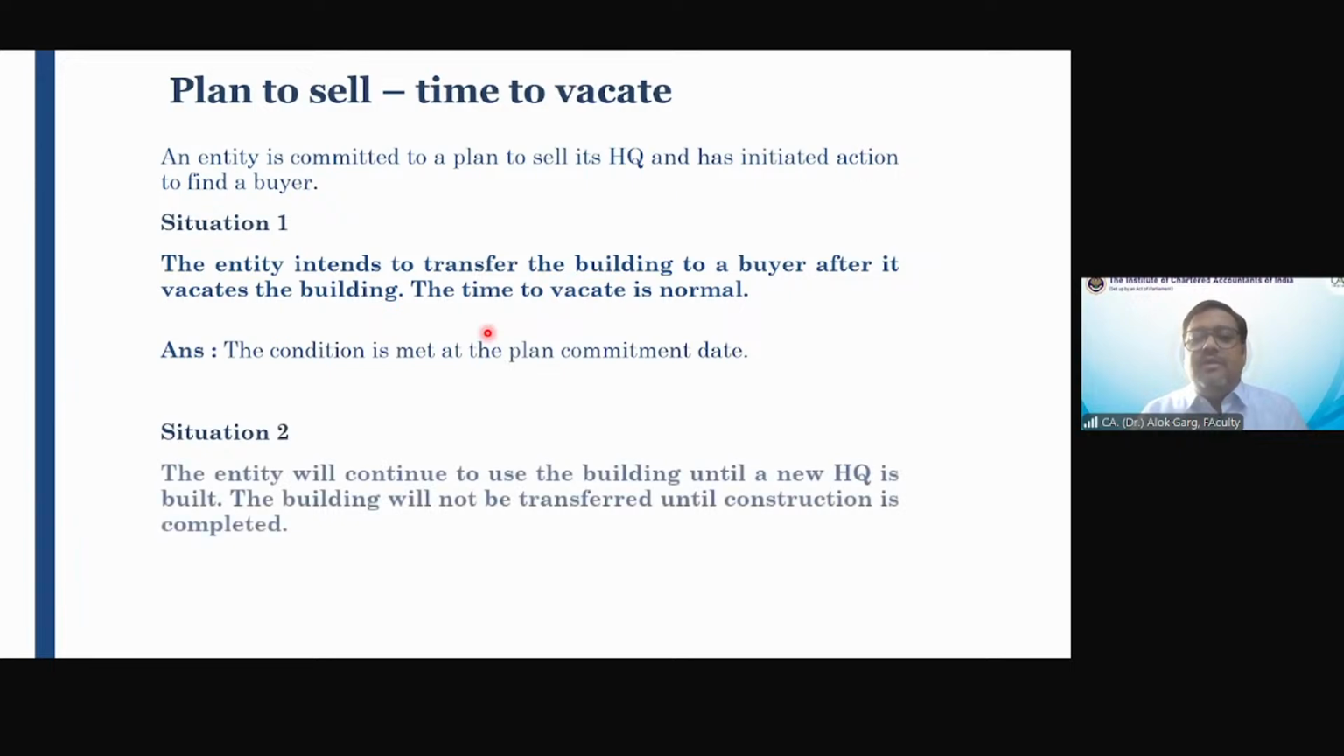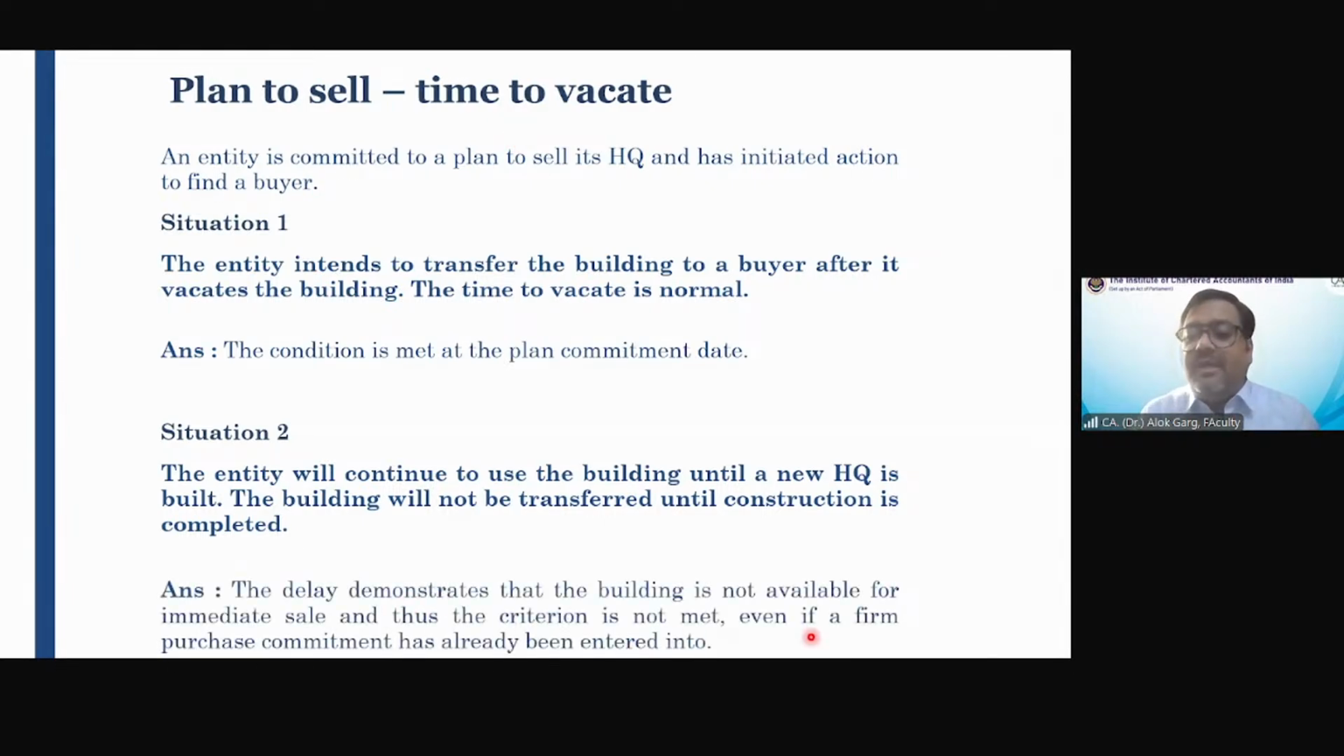Situation number 2. The entity will continue to use the building until a new headquarter is built. The building will not be transferred until construction is completed. ISPC meeting or not meeting? Not meeting. So the delay demonstrates the building is not available for immediate sale in present condition, and thus the criteria is not met even if a firm purchase commitment has already been entered into.